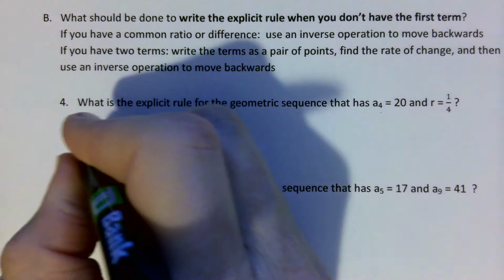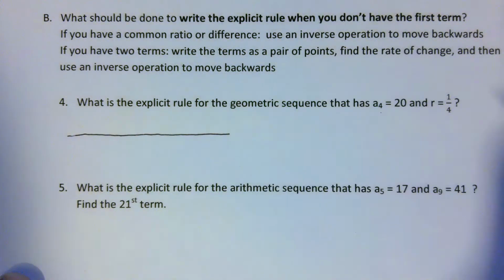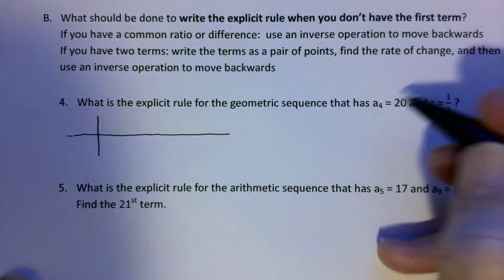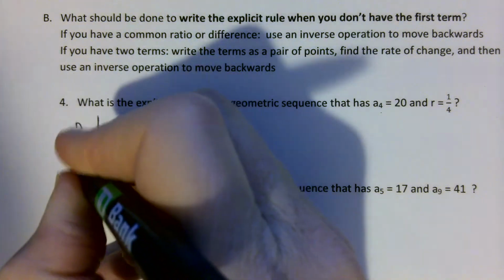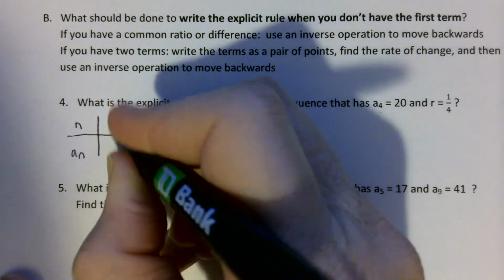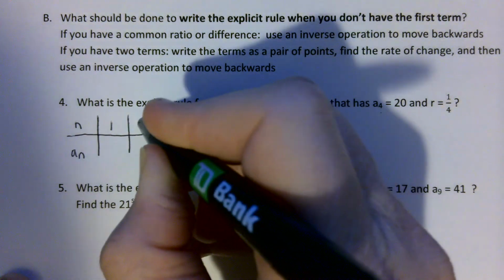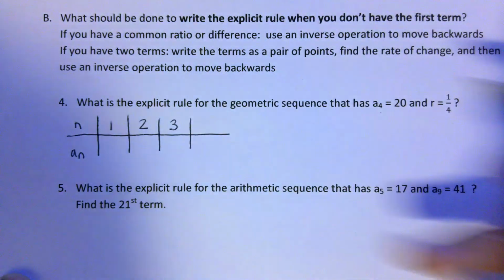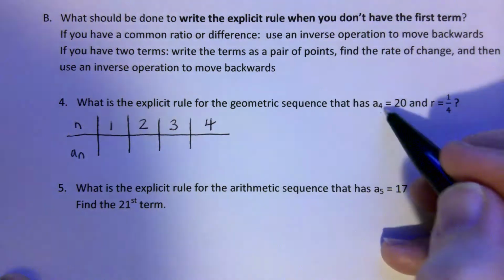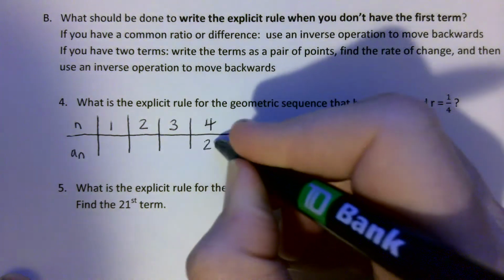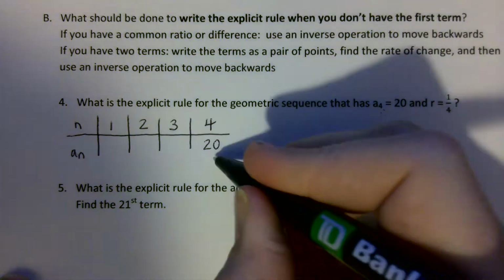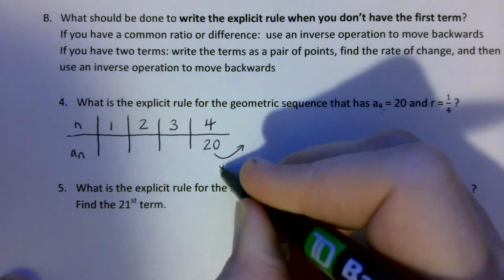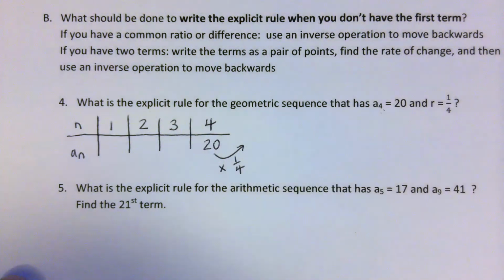Okay, so in order to write the explicit rule, we need the first term. So we know this is n and a sub n. We need the first term, which we don't have. We could use the second term. We still don't have that. We don't have the third term, but we do know the fourth term is equal to 20. And we do know that going forwards, we would multiply by 1/4.